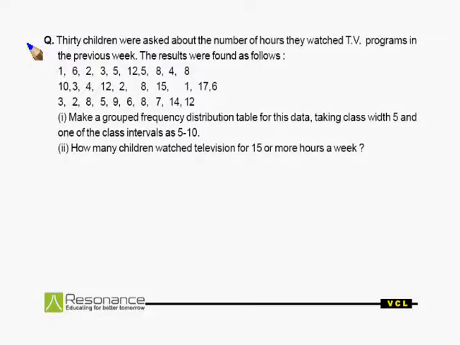In this question, 30 children were asked about the number of hours they watched TV programs in the previous week. The results were found as follows: 1 hour, 6 hours, 2 hours, and so on up to 12 hours. Now we have to make a group frequency distribution table.